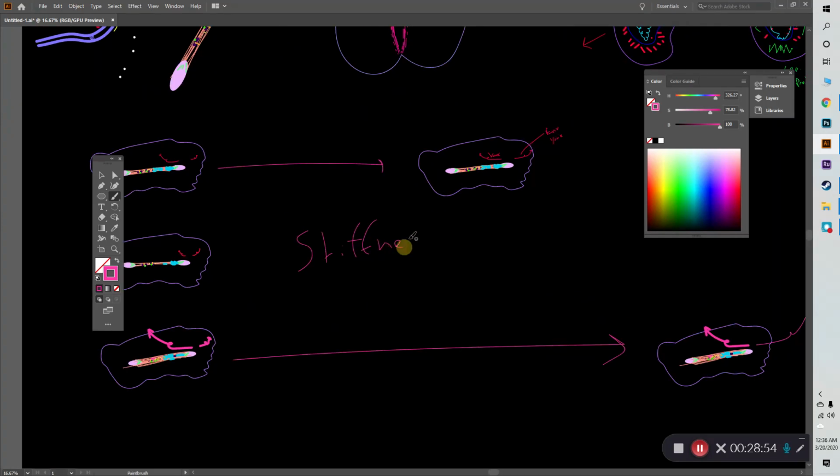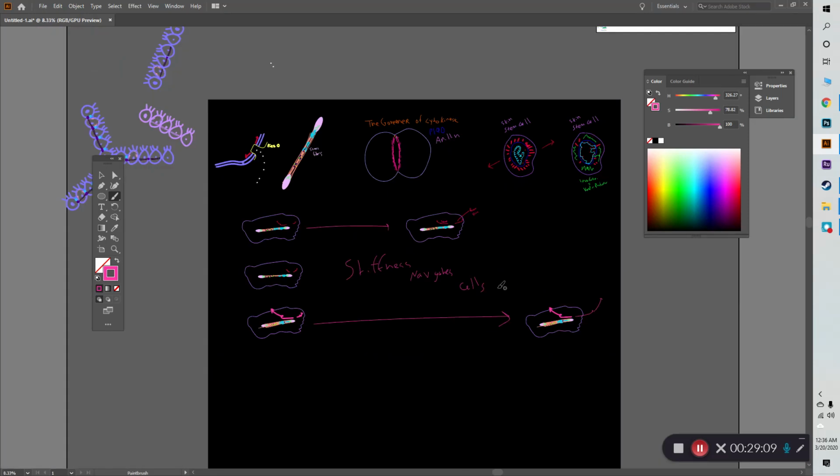Make this easier on me. Stiffness navigates cells. Pretty cool. I'm into it.